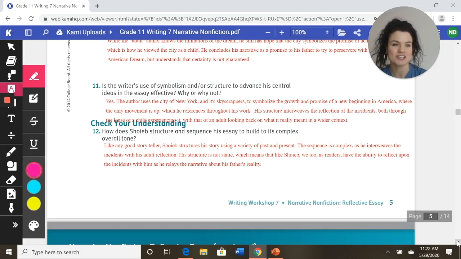And our last question, which is checking for understanding. Question 12 says, how did Shoaib structure and sequence his essay to build to its complex overall tone? So I said, like any good storyteller, Shoaib structures his story using a variety of past and present. The sequence is complex as he's interweaving the incidents with his adult reflection. His structure is not static, which means that, like Shoaib, we too, as readers, have the ability to reflect upon the incidents with him as he relays the narrative about his father's work.